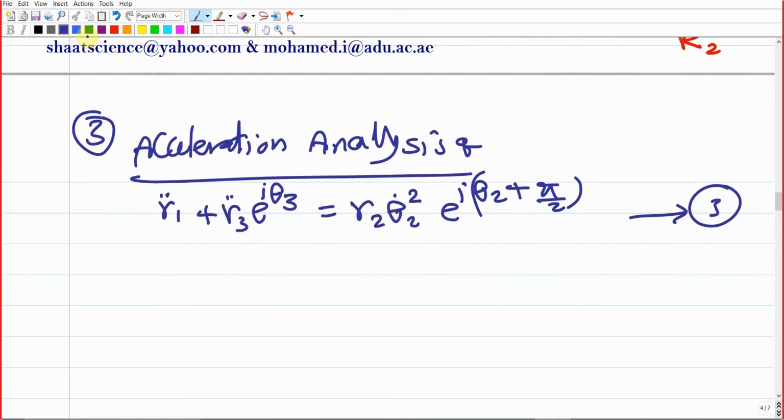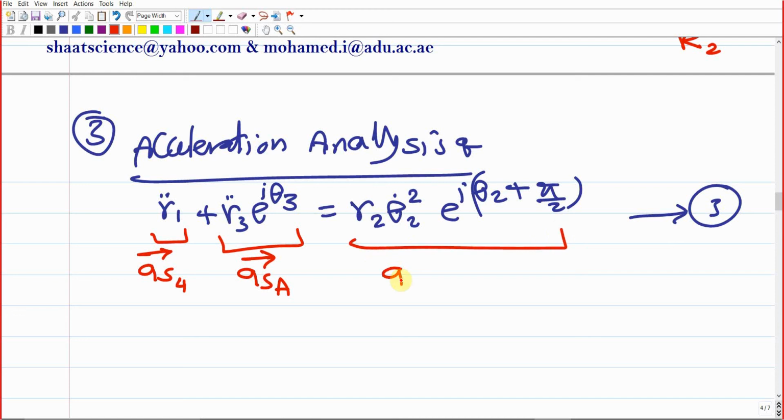And again, it is just 3 components. This component should be the sliding acceleration, R double dot. This R double dot is also sliding acceleration, but this is for point A, for point 4, for the slider 4. This is the normal acceleration of point A with respect to O2, the vector that it should be. This should be pi, not pi over 2. Okay? Make sense? So this is the normal.